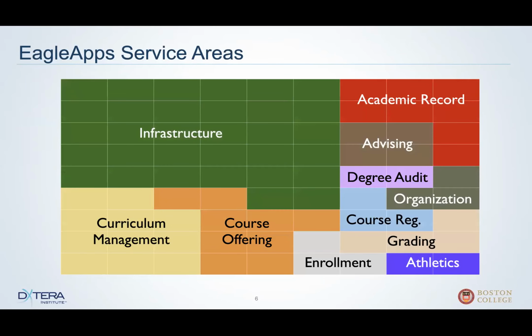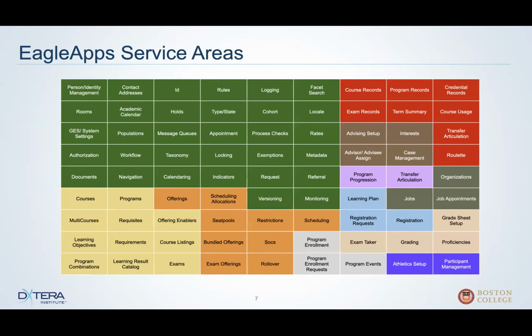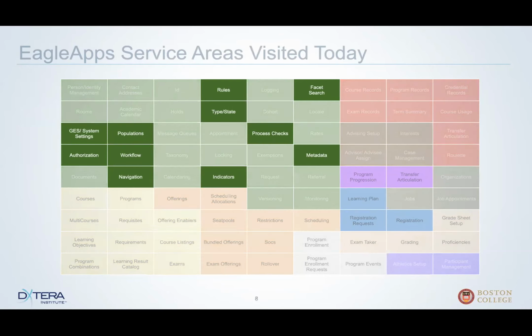Last week, we had this little Tetris diagram just showing some of the clusters of service areas. And there it is again, broken down into a service by service layer. A lot of the things I'm going to touch on today are all in the green infrastructure area. So this is the set of things that we're going to fly through today.